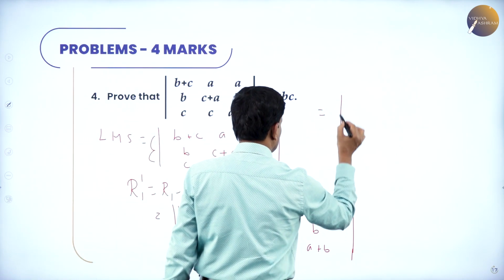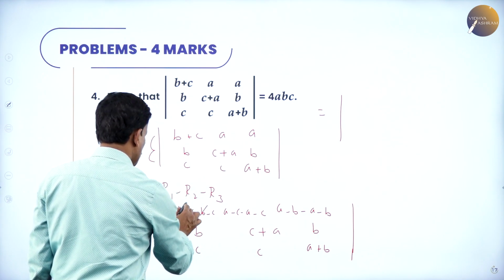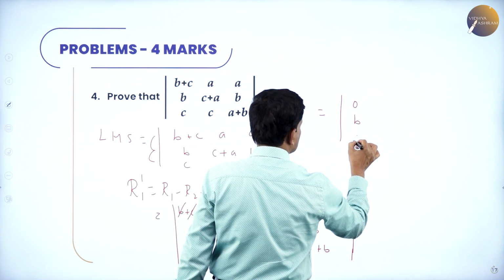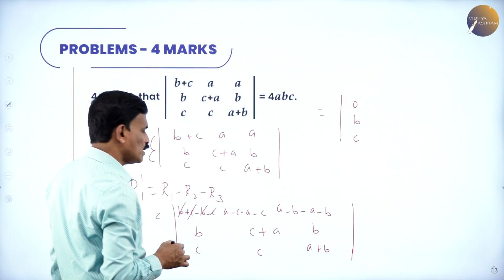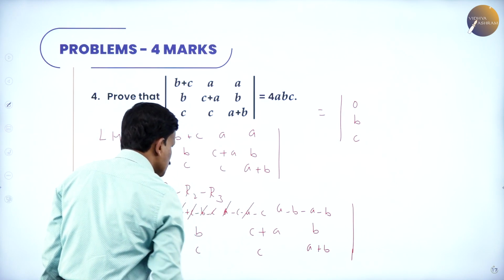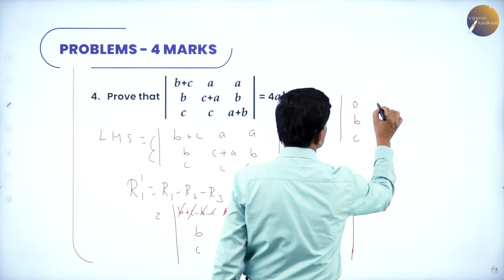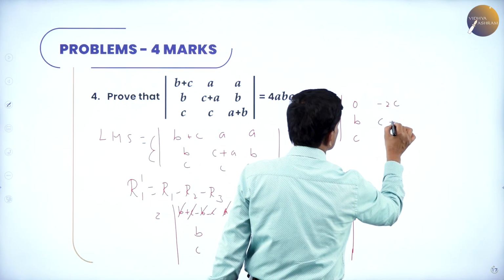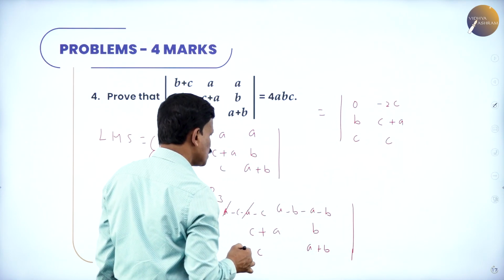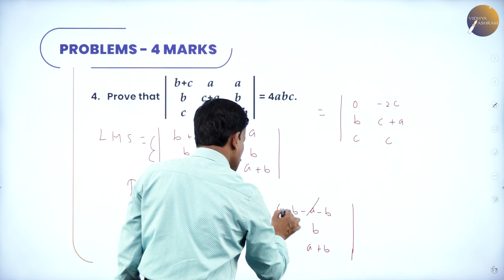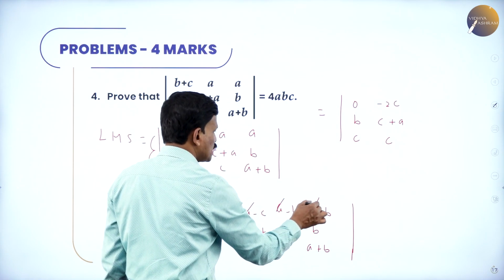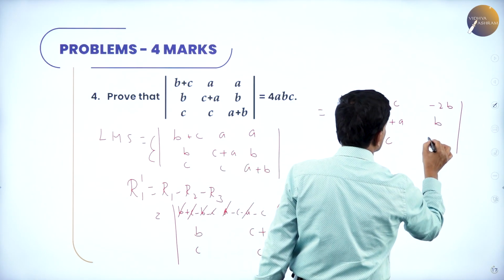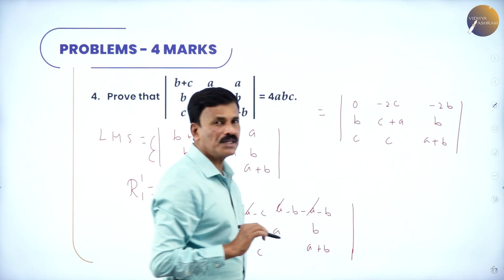So this is equal to, see here, minus B plus C minus C gets cancelled. This is 0 and B and C as it is. Here, check what are the elements which get cancelled. Only minus A and plus A get cancelled. Minus C is minus 2C. Everything will not get cancelled. C plus A and C. Now here, what are the values which get cancelled? So minus A plus A gets cancelled, whereas minus B remains the same, minus 2B and B, A plus B. So we have converted it into the simplest form.